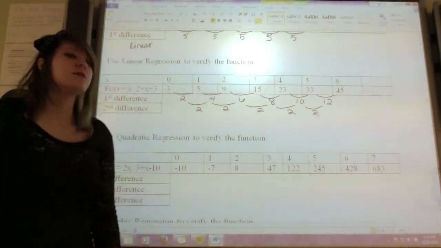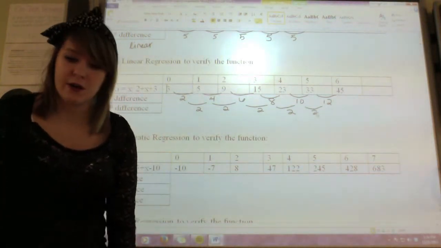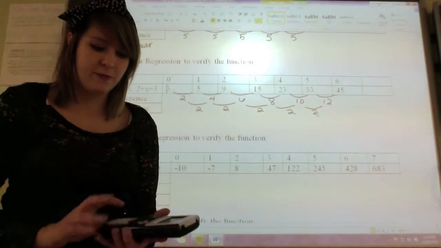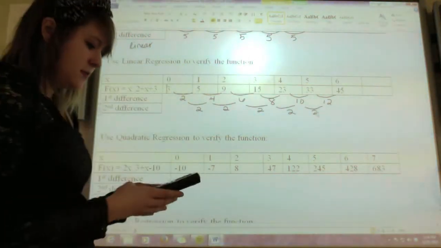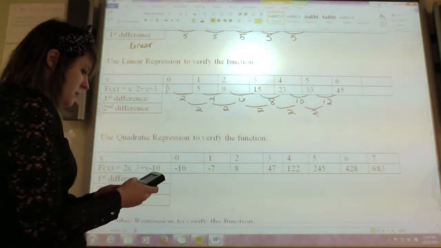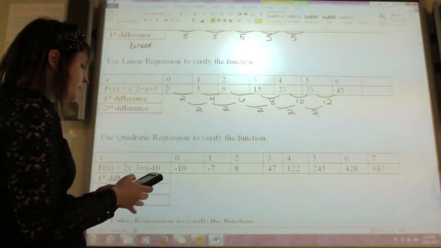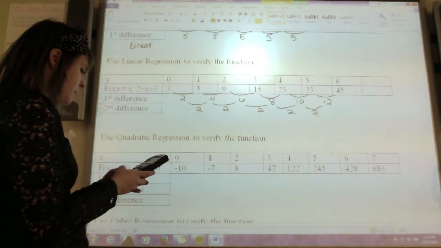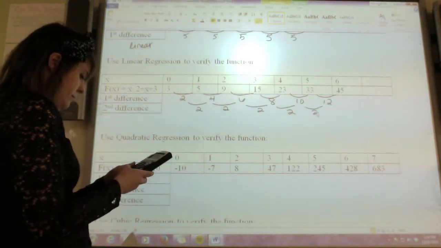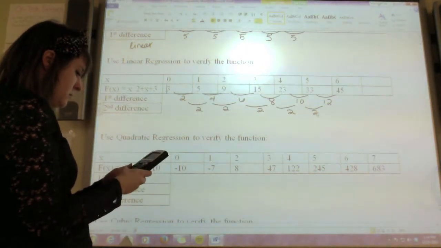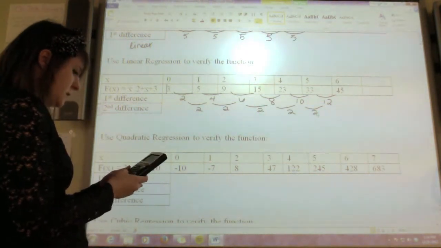So now what I can do is I can find the equation of that quadratic function using my graphing calculator. So again, I'm going to go into Stat. Then I'm going to go into Edit. In my list 1 and my list 2, I'm going to enter in those values on this table. So in my list 1, I've got 0, 1, 2, 3, 4, 5, 6.